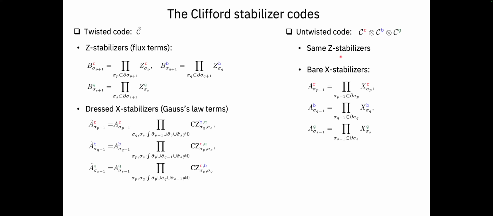So they have exactly the same Z stabilizers, but their X stabilizers are only a product of X, which is this A without tilde. And it turns out the twisted X stabilizer is just this X stabilizer dressed by an additional CZ term. And you can see that to have a well-defined CZ term, we have to have a cup product structure on the corresponding cochains. So it's important to build this cellular structure such that you can make them well-defined.